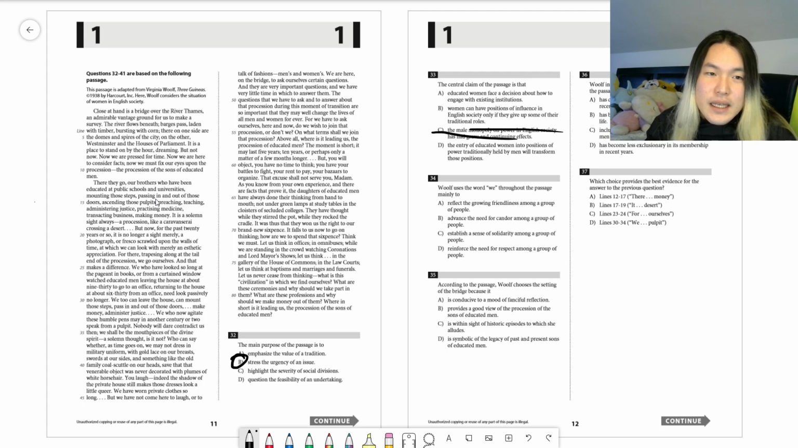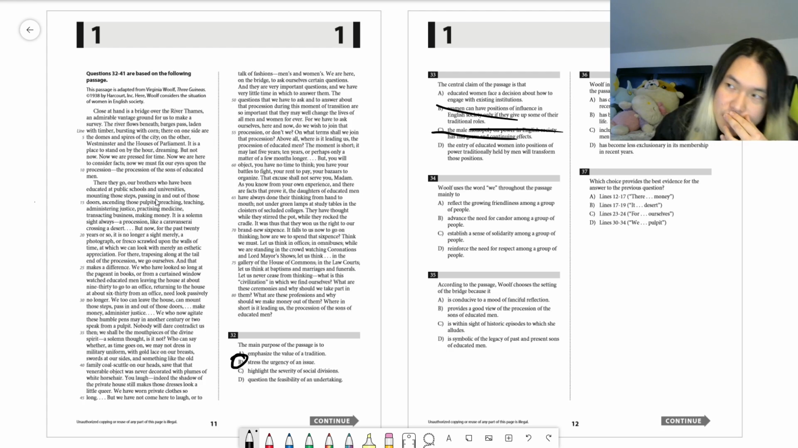I think B, we can also eliminate. She does talk about some traditional roles, but she never says outright that women need to give up those roles to gain influence in English society. So now we're down to A and D. Educated women face a decision about how to engage with existing institutions, or D, the entry of educated women into positions of power traditionally held by men will transform those positions.